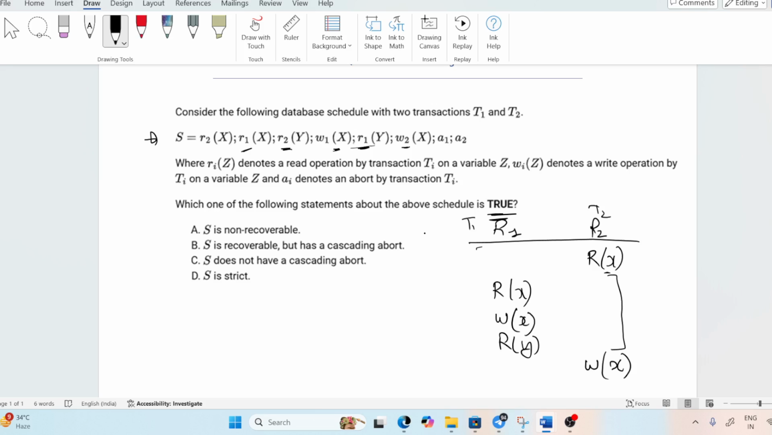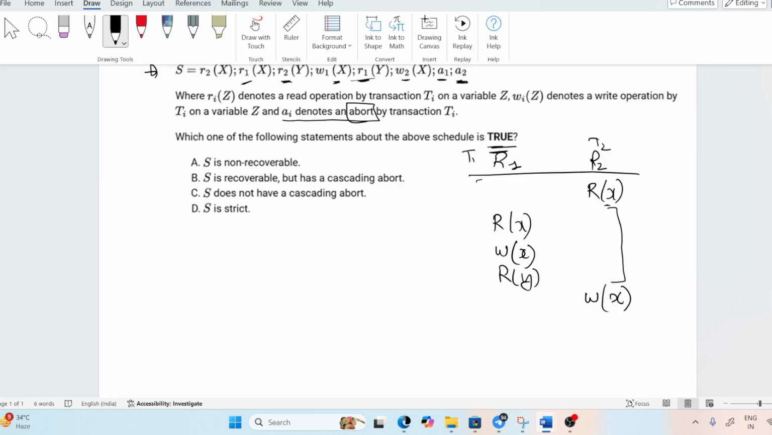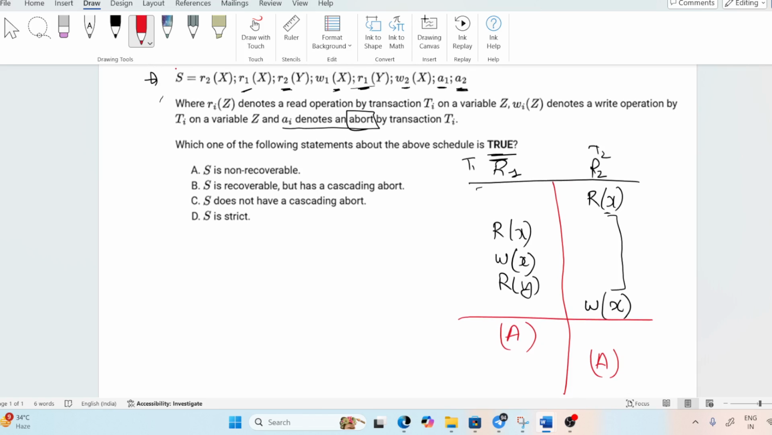Now we have an abort over here. A1 and A2 mean abort, which means you need to roll back the transaction. First we have A1, then we have A2. So the first abort is in T1, then another abort in T2.